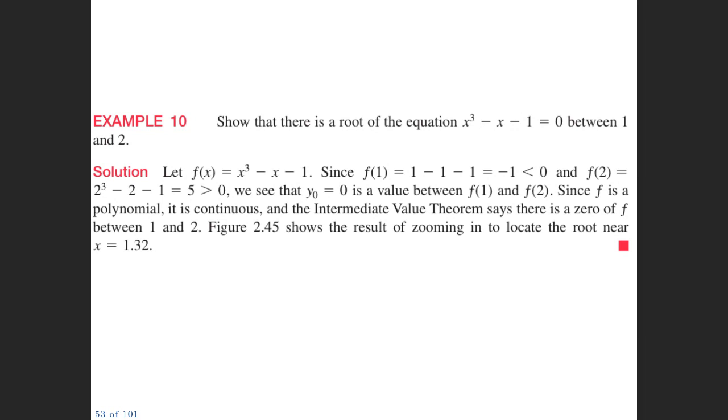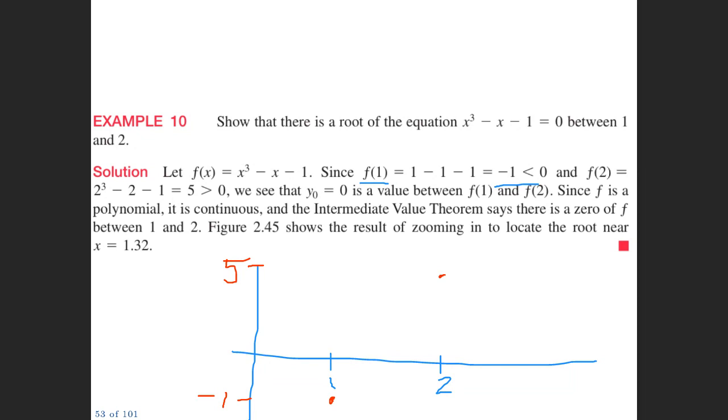Well, we can calculate f of 1 is equal to minus 1, which is less than 0, and we can calculate that f of 2 is equal to 5, which is greater than 0. So let me just draw a quick picture. At 1, the function is equal to minus 1, and at 2, the function is equal to 5.